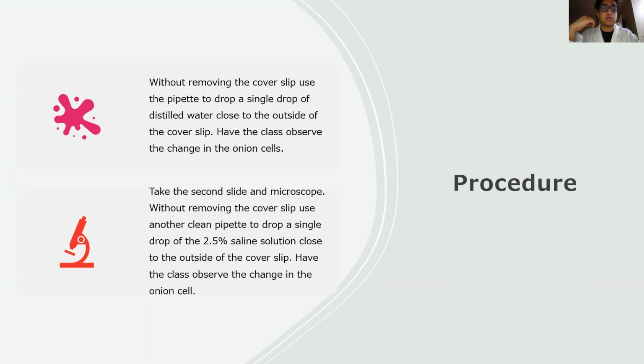Once you're done with that, like I said, there are two options. The first one is you can take the 15% salt solution and add it to the corner of the slip and see how that affects the red onion cells. Or you can create a new slide with a new onion layer and just put the 15% salt solution. For our purposes, we're going to be continuing on with our distilled solution. And you'll see why we're going to be doing that in just a moment.